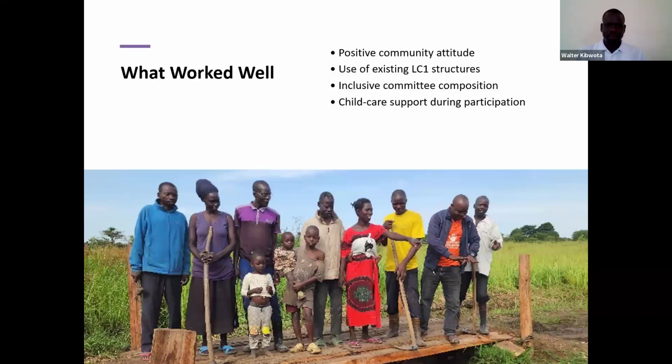What worked well? From my perspective, positive community attitudes. When the community has a positive attitude toward the approach, and the facilitator, like Walter, has a positive attitude towards my community, it makes me implement very well. We use the existing LC1 structures, which were already there. They were not new structures, which means they will not collapse because ADRA is no longer there. We ensure inclusive committee compositions so that all categories of people are included. We also embedded child care support during participation, such that when a breastfeeding mother is one of the participants, we make sure that we have a child care person available at the venue, and that would be her role.